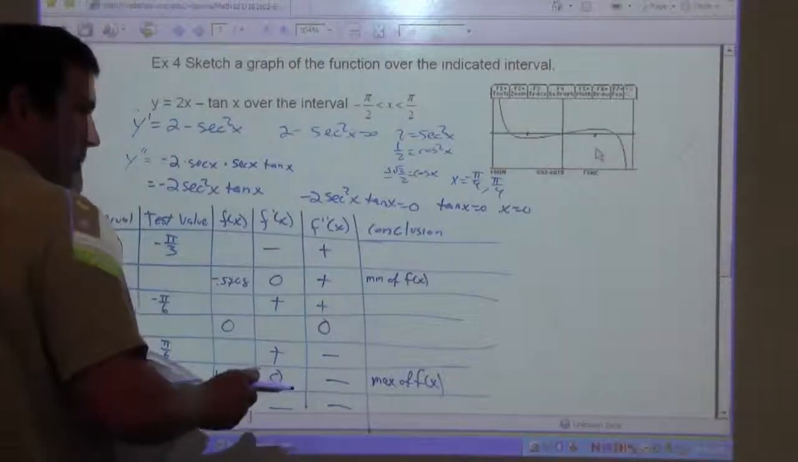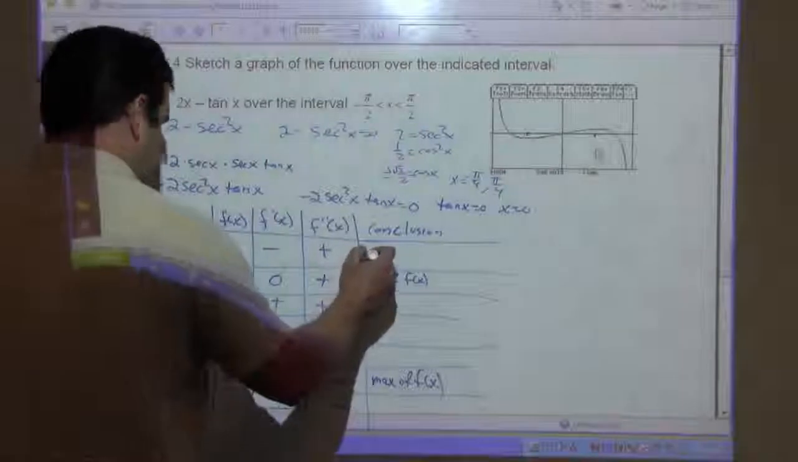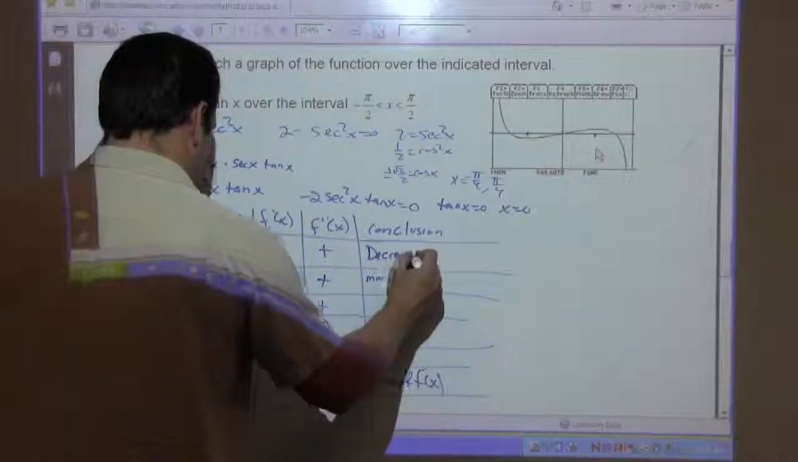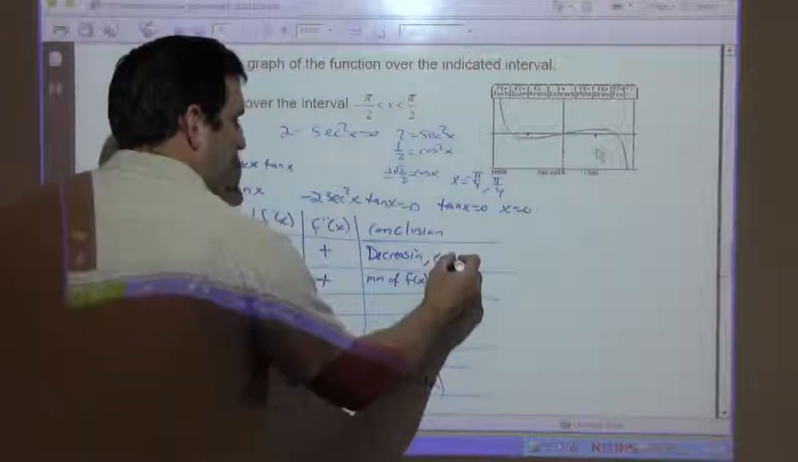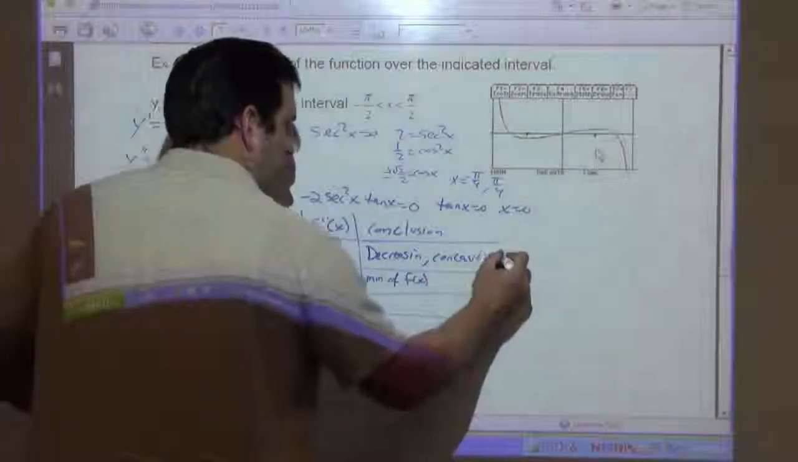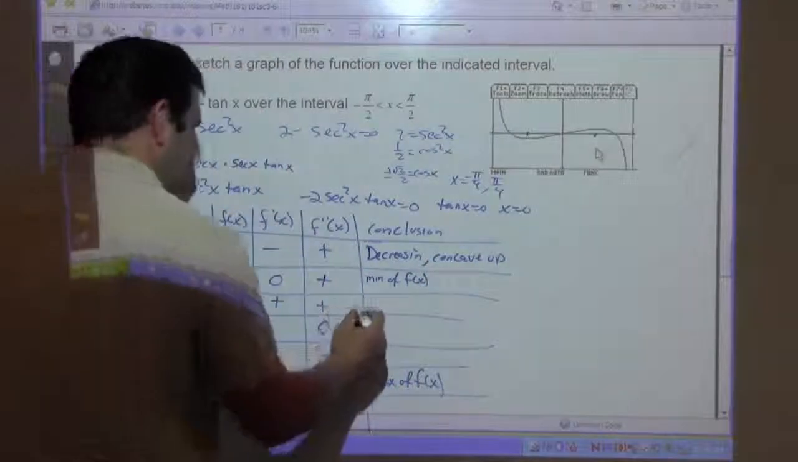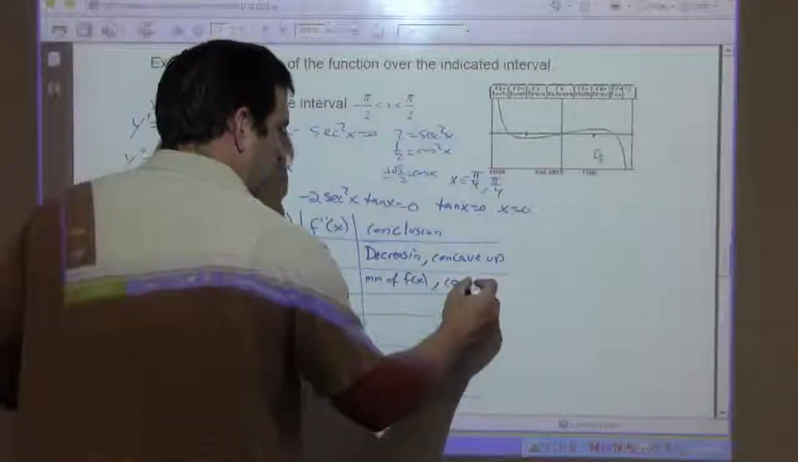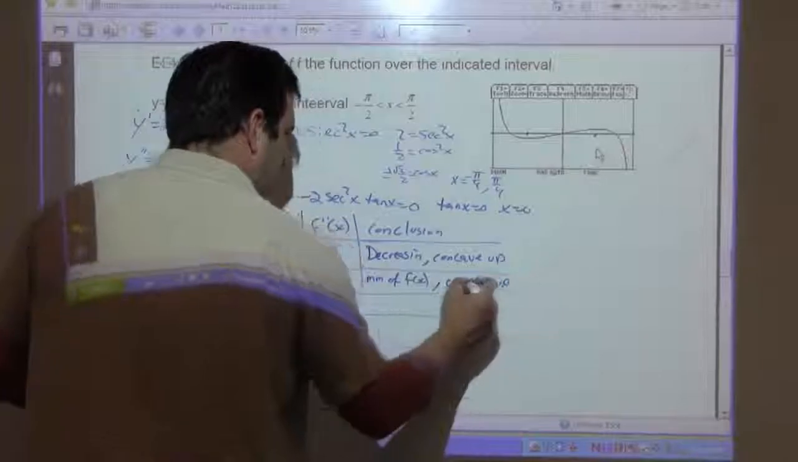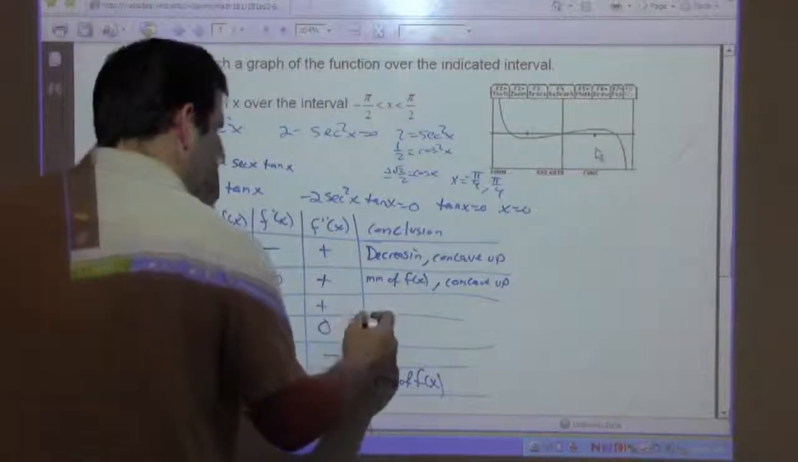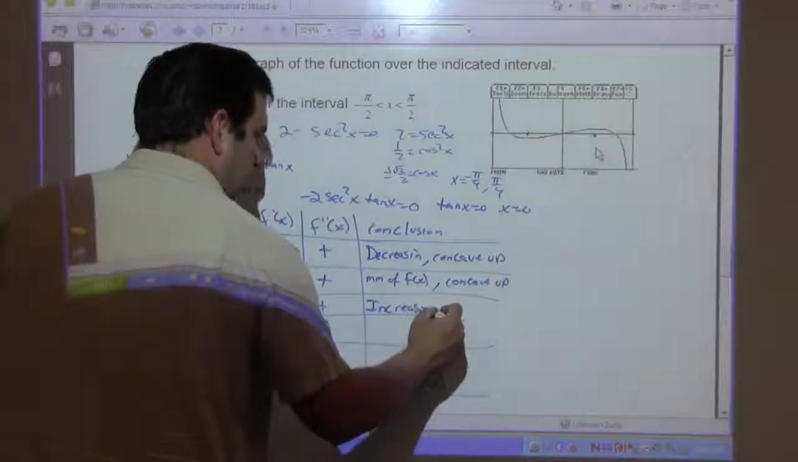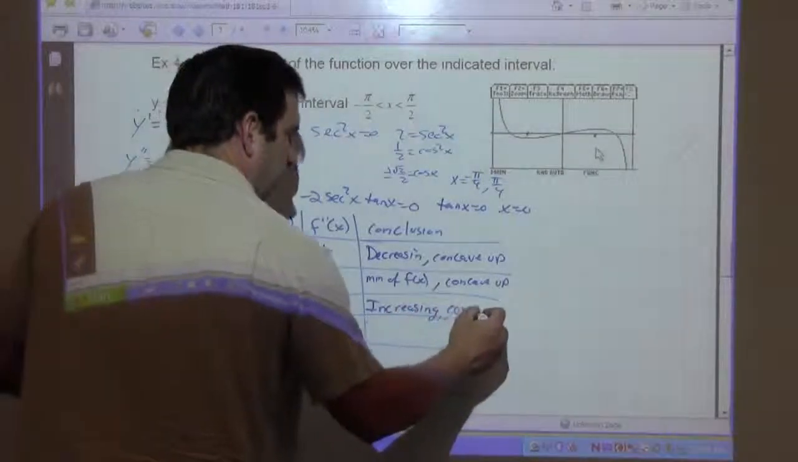So we have, this is decreasing, concave up. This one is going to be, it's a relative minimum, and still concave up. This is going to be increasing and concave up.